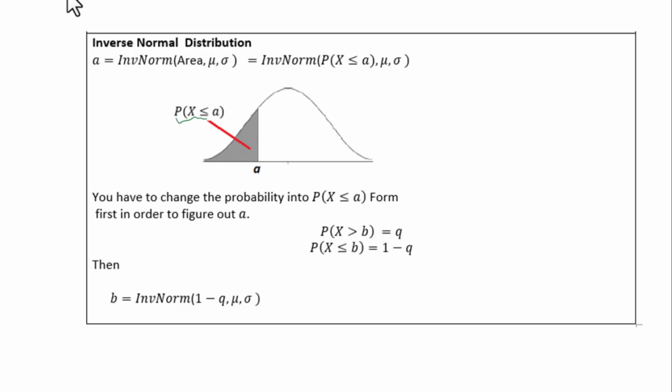If you are given the probability of x less than or equal to a, you can figure out a by using inverse norm. Area always means the area under the curve when x less than or equal to a. You have to change the probability into probability of x less than or equal to a first in order to figure out this a. For example, if P of x greater than b equals q, and you want to figure out this b, you have to figure out probability of x less than or equal to b equals 1 minus q. Then b equals inverse norm 1 minus q, mu, sigma.